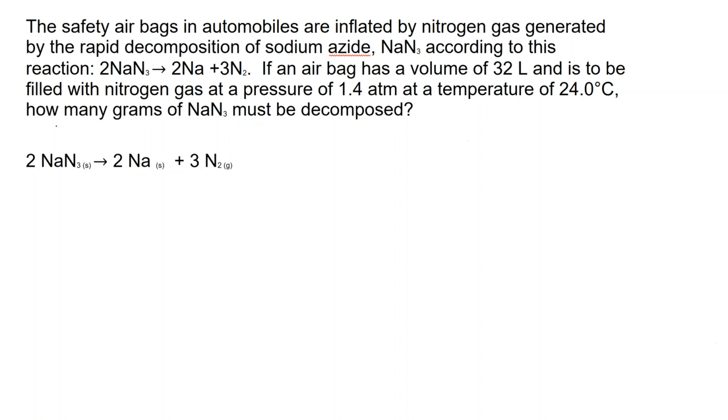In this gas stoichiometry problem, we are going to use both stoichiometry and the ideal gas law. The problem reads, the safety airbags in automobiles are inflated by nitrogen gas generated by the rapid decomposition of sodium azide, NaN3. According to this reaction, 2NaN3 yield 2Na plus 3N2.